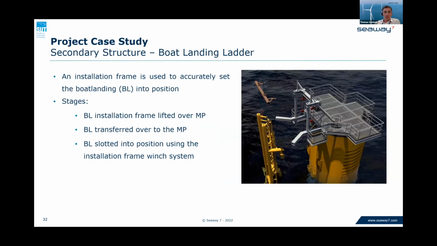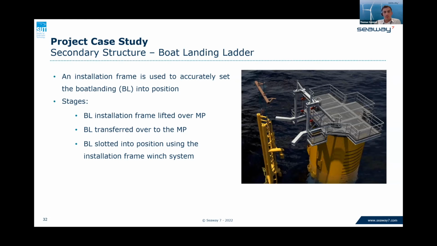Once the monopile is installed, typically there's secondary steel and structure which needs to be installed. You can see there the boat landing on the left-hand side being transferred over onto what we call a boat landing installation frame, and that basically gives us the accuracy for installing these boat landing ladders in the right position on the monopile, and also gives us the orientation correctly.